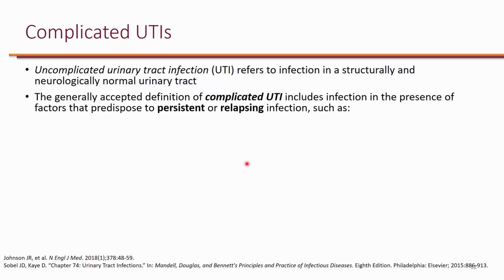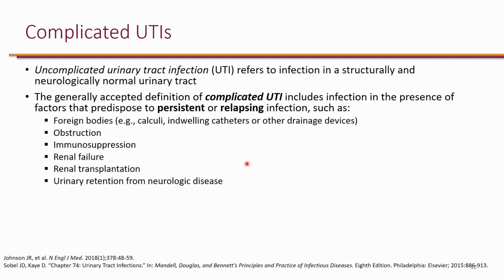We don't have guidelines for complicated UTI, but here's the generally accepted definition for it. It's basically a UTI in the presence of factors that predispose patients to persistent or relapsing infection. So these include if the patient has foreign bodies. Most important one is indwelling catheters. Also, if the patient has obstructions, immunosuppression, renal failure, renal transplantation, and urinary retention from neurologic disease.